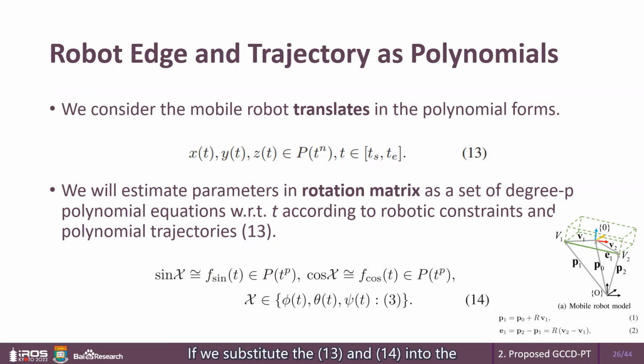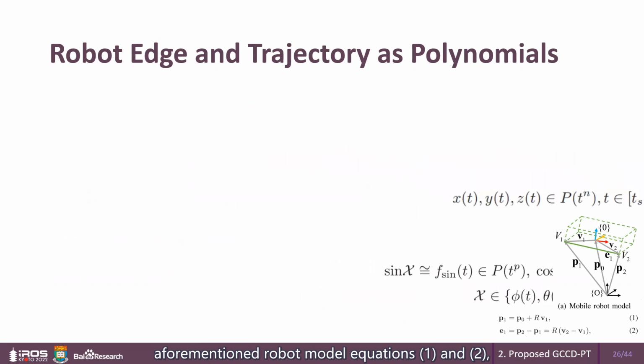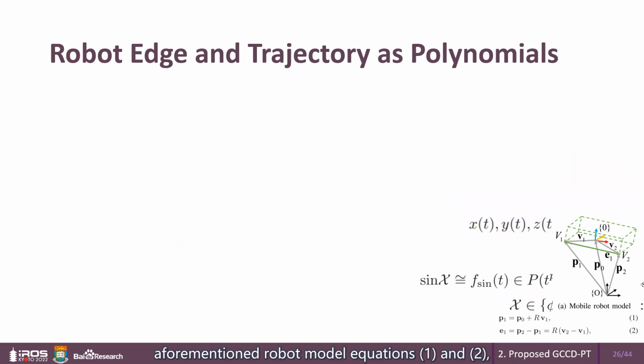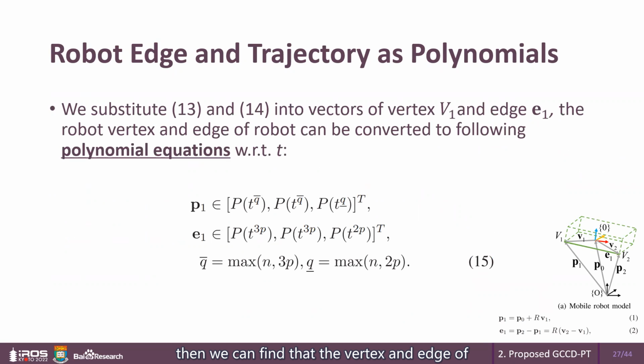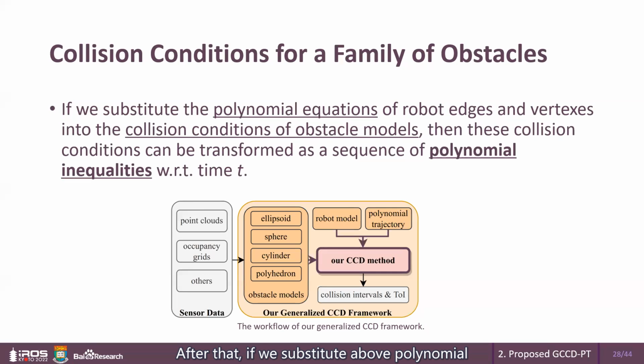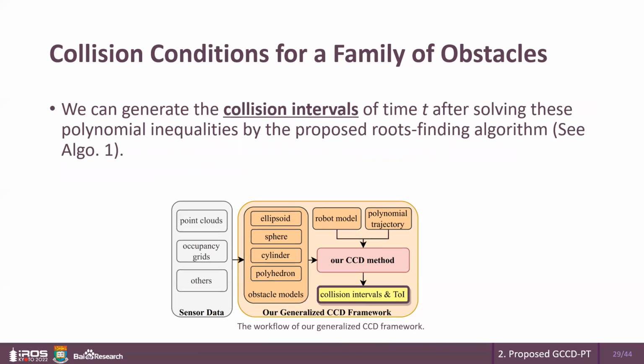If we substitute equations 13 and 14 into the aforementioned robot model equations 1 and 2, then we can find that the vertex and edge of the robot can be converted to polynomial equations of time t as equation 15. After that, if we substitute the above polynomial equations into the collision conditions of obstacle models, then these collision conditions can be transformed into a sequence of polynomial inequalities of time t. Furthermore, we can generate the collision intervals of time t after solving these polynomial inequalities by the proposed root-finding algorithm.